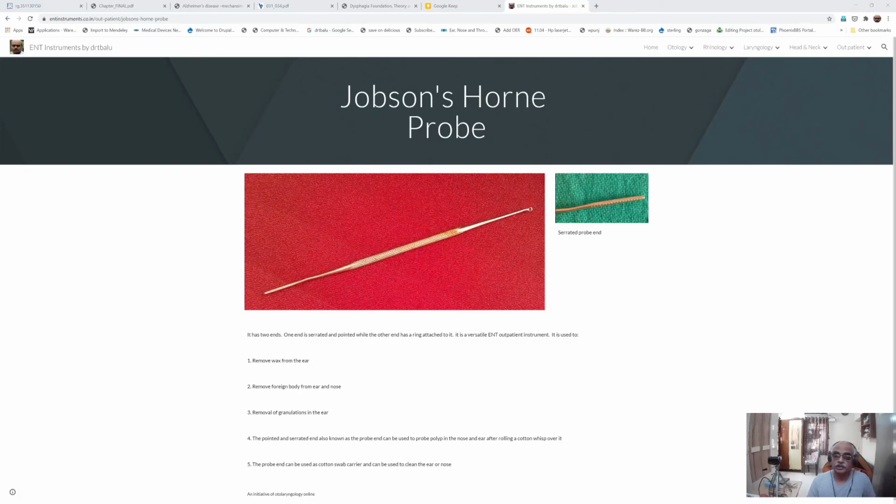The next one is a Jobson-Horne probe. This is again another commonly used OPD instrument where it has a small ring at one end. The other end is a serrated tip. You can wind cotton over the serrated tip and use it as a cotton applicator. The same probe can be used as a wax hook as well as a cotton applicator. One end serves as a wax hook, the other one serves as a cotton applicator.